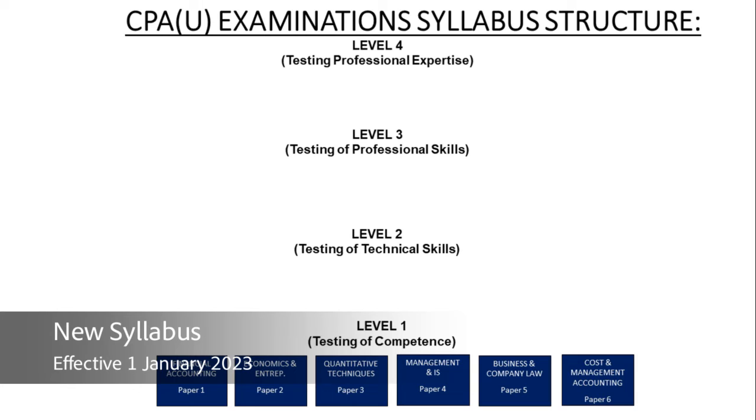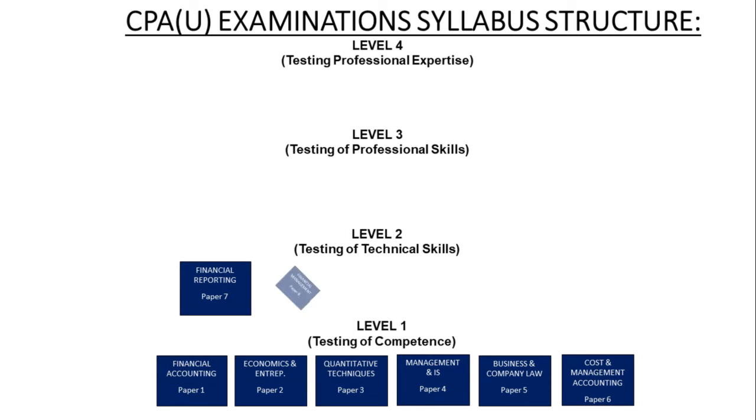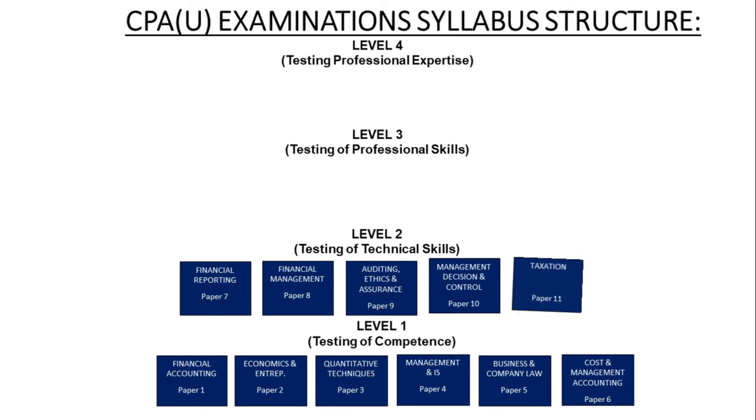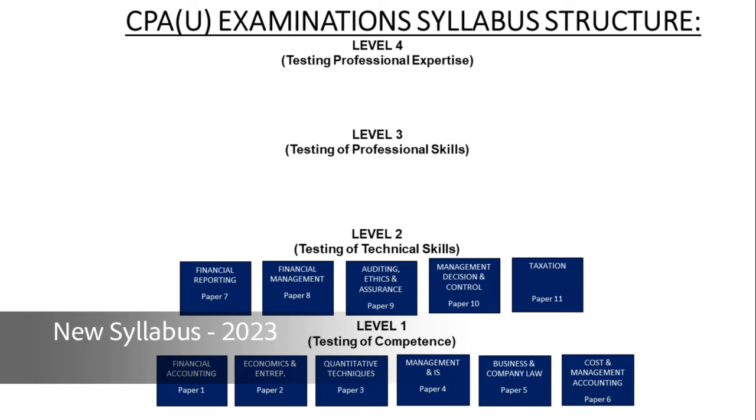Level 2, on the other hand, is made up of 5 papers, with paper 7, which is financial reporting, paper 8, which is financial management, paper 9, which is auditing, ethics and assurance, paper 10, which is management decision and control, paper 11, which is taxation. Again, this is the new syllabus effective 1st of January 2023.